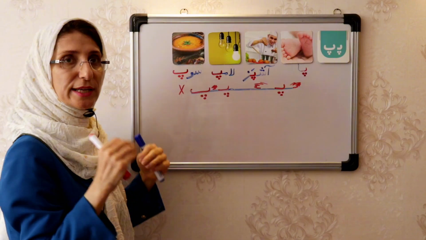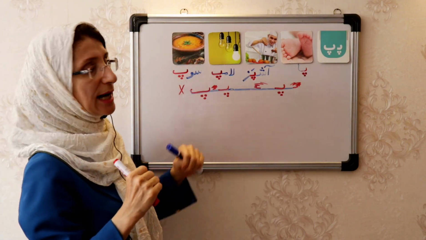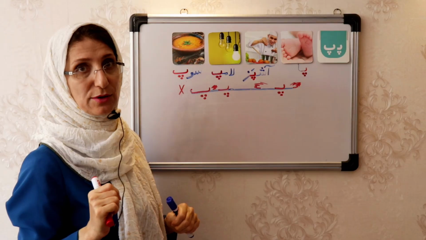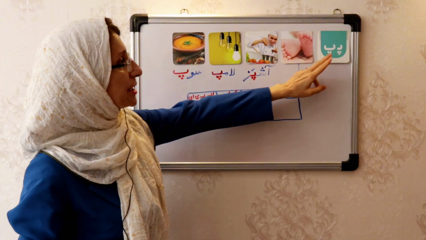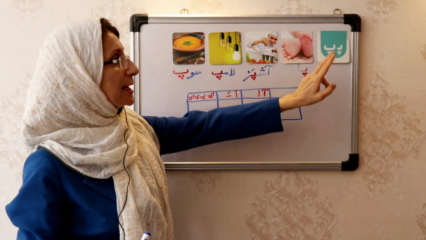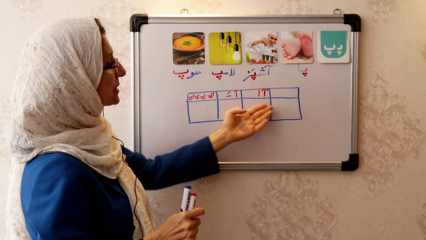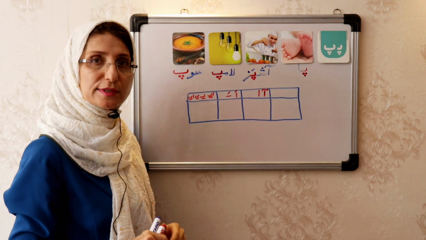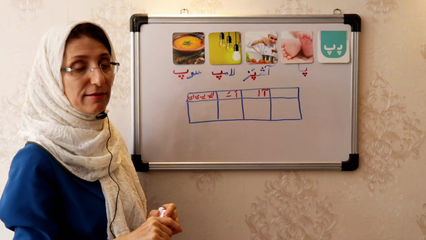Soup. Now let's go to our table of friendship to see how we connect the P sound with our vowel sounds and make new words. This is our table of friendship and we have learned P اول, P آخر. Now we want to connect P to the vowel sounds we have learned and see what words we have learned.